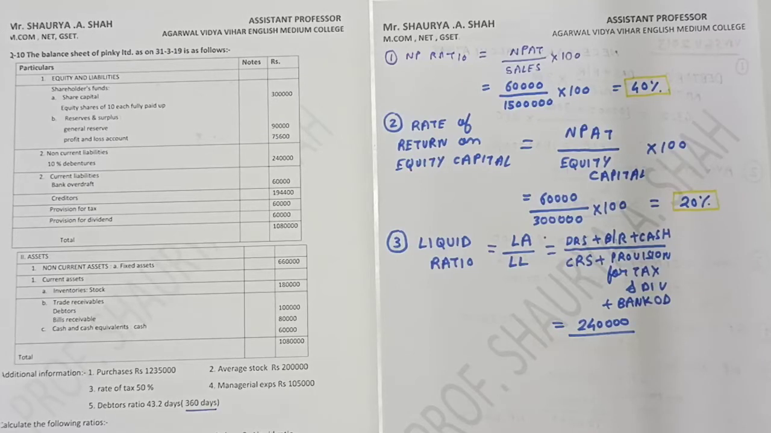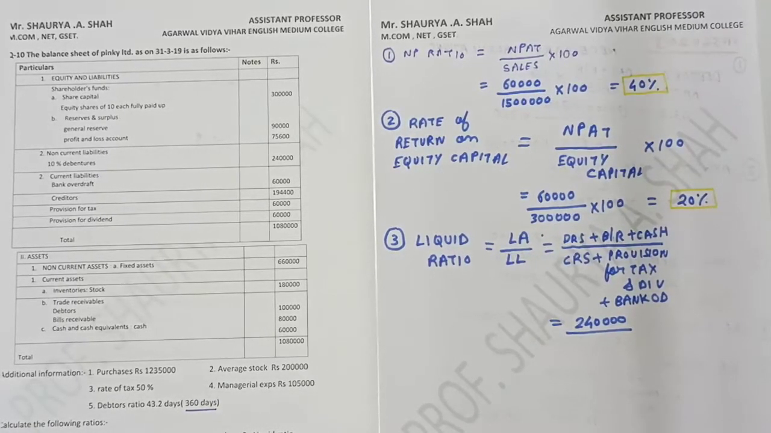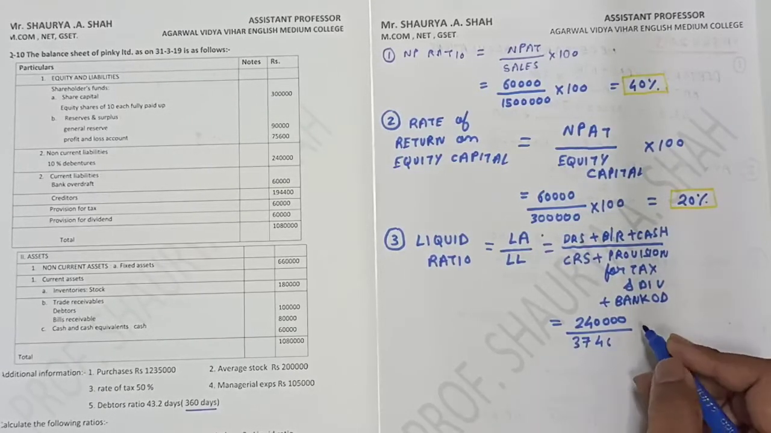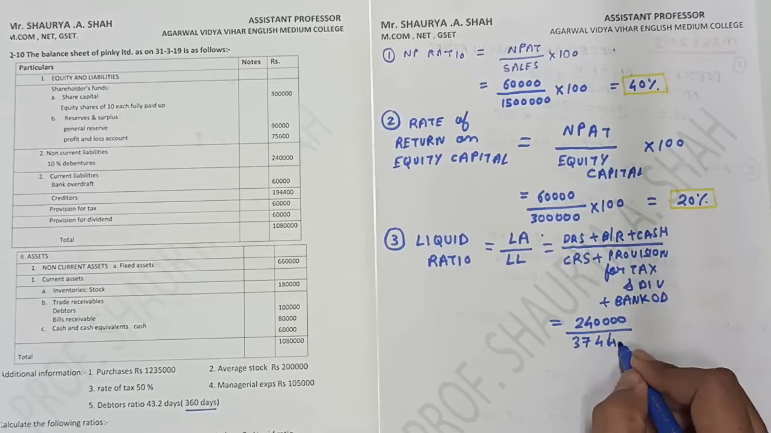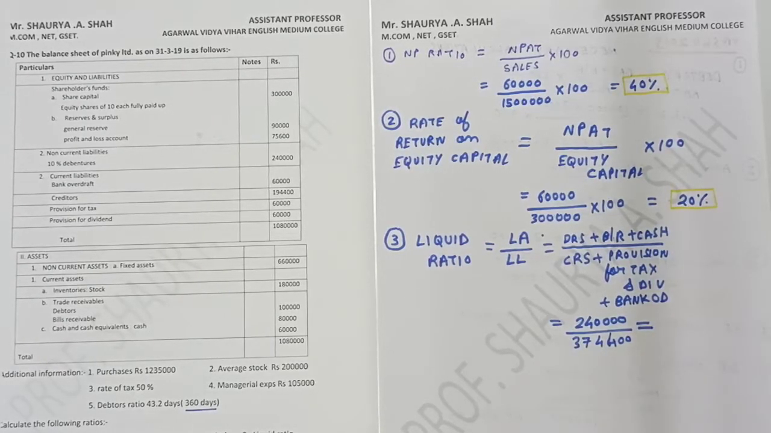So for liquid liabilities, do the total of all the four. You have 60,000 plus 194,400 plus 60,000 plus 60,000. So in short, it is 194,400 plus 1,80,000. So I'll be getting the total of 3,74,400. So what is the final answer you all are getting?